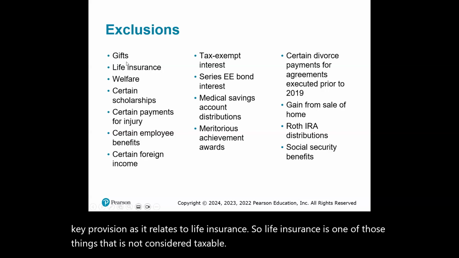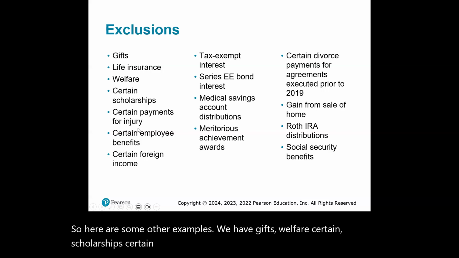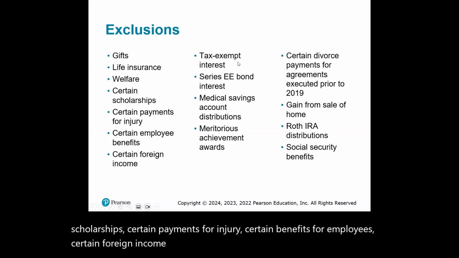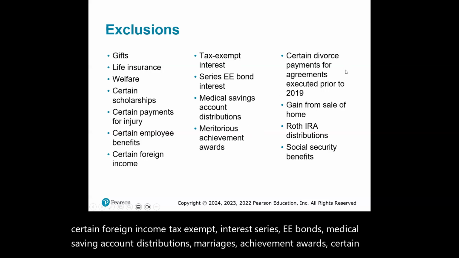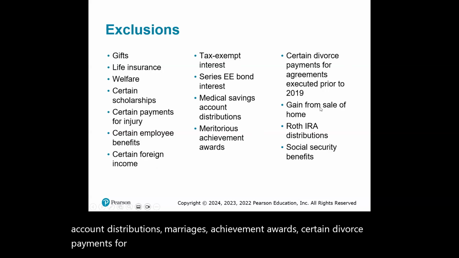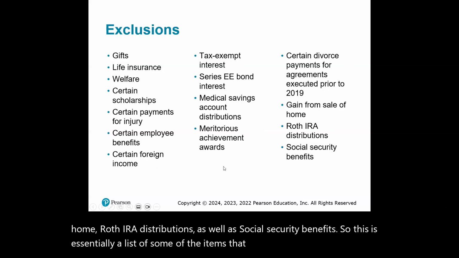So here are some other examples. We have gifts, welfare, certain scholarships, certain payments for injury, certain benefits for employees, certain foreign income, tax-exempt interest, Series EE bonds, medical saving account distributions, meritorious achievement awards, certain divorce payments for agreements executed prior to 2019, a gain from the sale of a home, Roth IRA distributions, as well as Social Security benefits. So this is essentially a list of some of the items that are excluded from income.